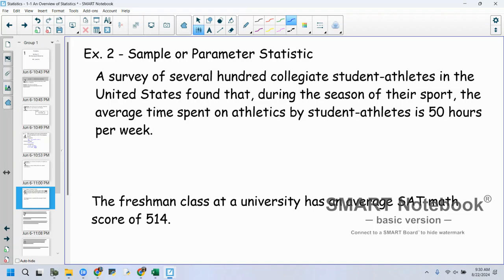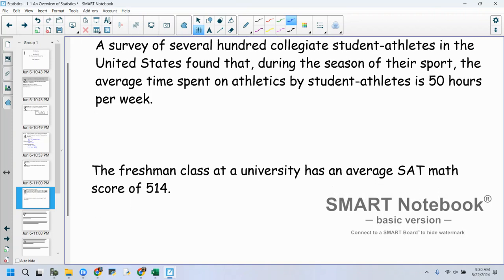The wording up there is a little weird. So are we talking about them as a statistic or parameter? That's really what we're deciding. First thing here. A survey of several hundred collegiate student athletes in the U.S. found that during the season of their sport, the average time spent on athletics by student athletes is 50 hours per week.